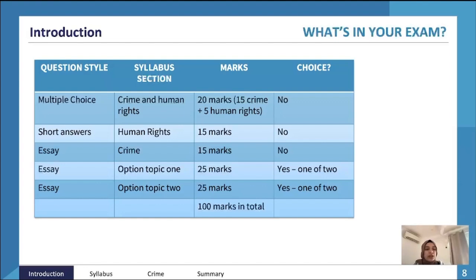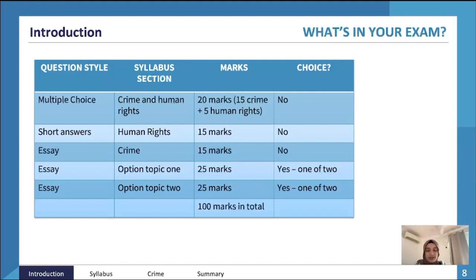Like most exams, we have a multiple choice section, a short answer section, and an essay section, but we have 3 essays, which is not like many other exams, which may only have 1 or 2. Multiple choice will be 100% without a doubt on crime and human rights. 15 of those questions, because they're all 1 mark each, will be coming from crime, and 5 will be coming from human rights. That makes up the bulk of your 20 marks.